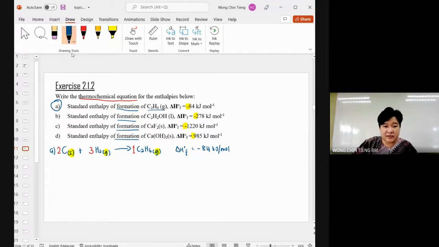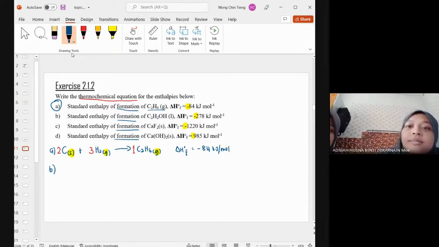Adiba share device dengan siapa? Dengan Izwani. Okay.